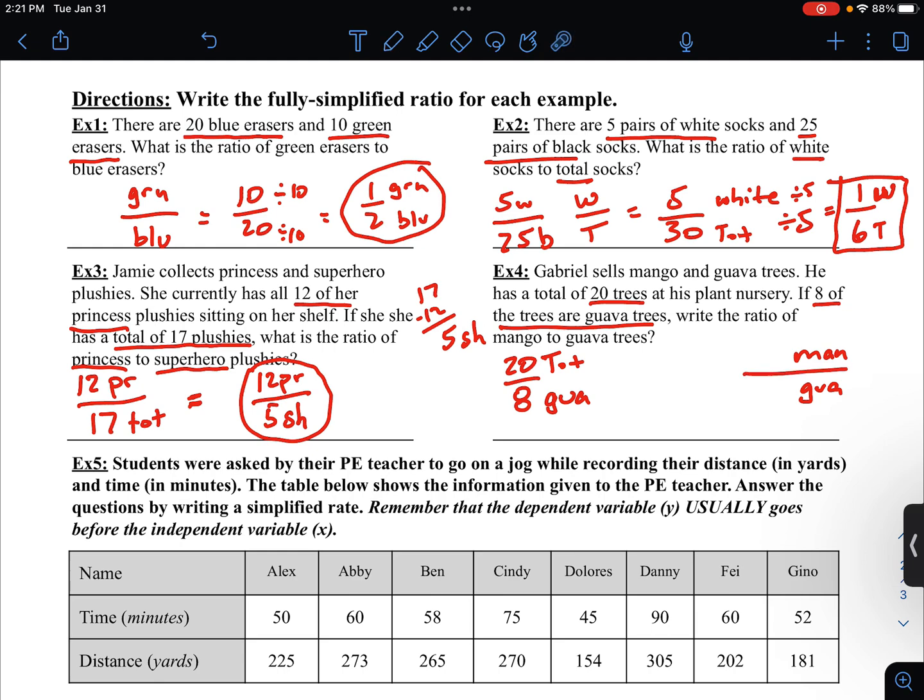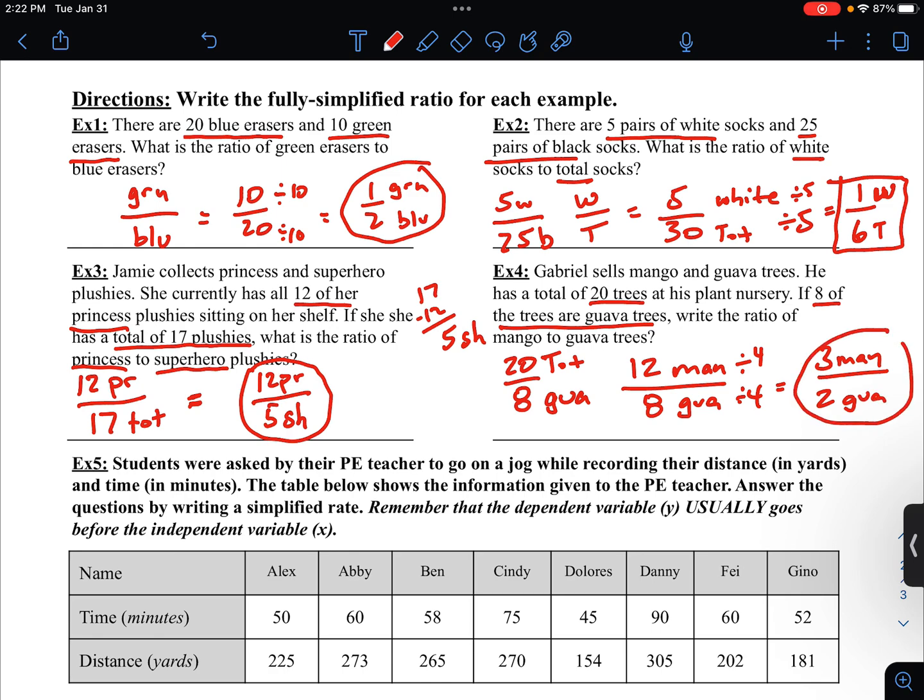So how do I go from 20 total to 8 guava? Well, how do I figure out how many mango trees there are? Well, if he has 20 total trees and they're all either guava or mango, that means it's 20 minus 8, which is 12 mango and 8 guava. But that can be simplified. So probably shouldn't have written it over there. Move that over. We can divide the top and bottom by, let's see, 2, and actually 4 also works. 4, 8, 12, that's 3 mango and 2 guava. The ratio of mango to guava is 3 to 2.